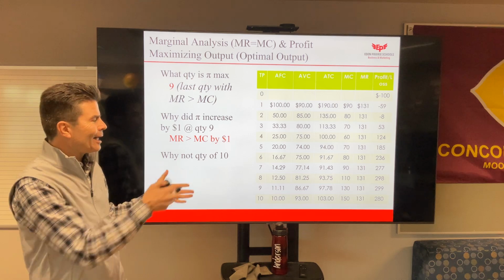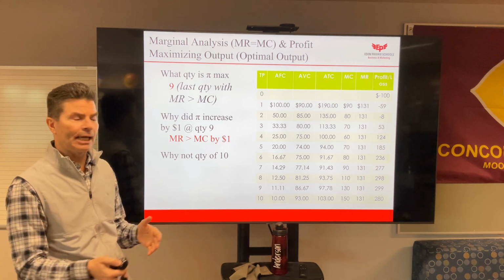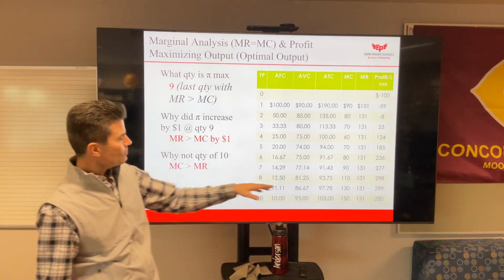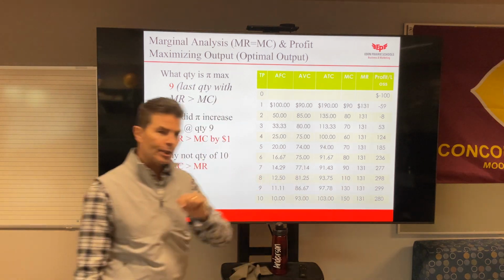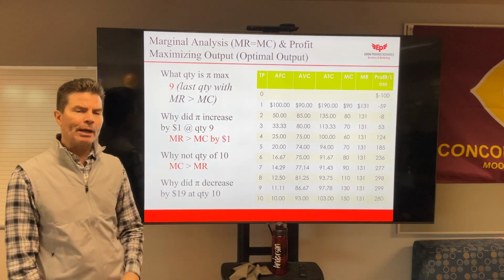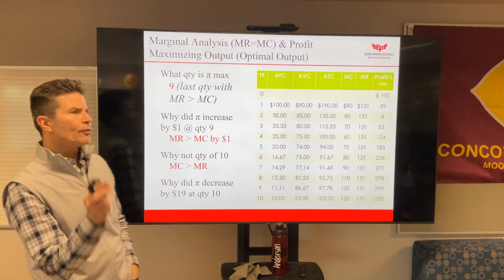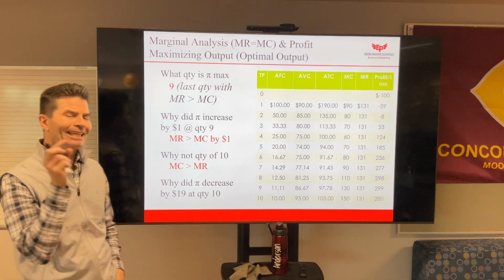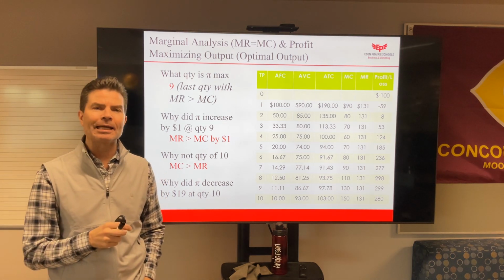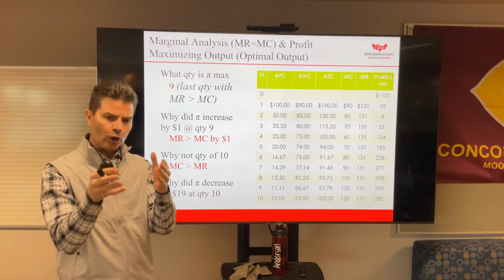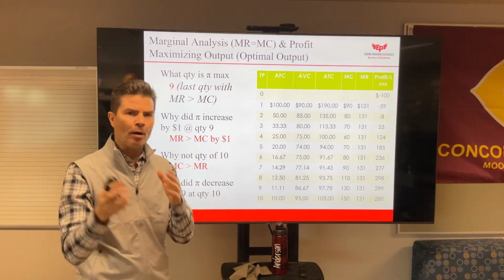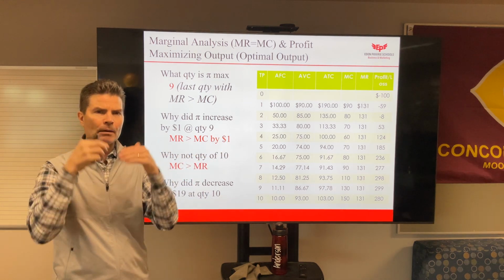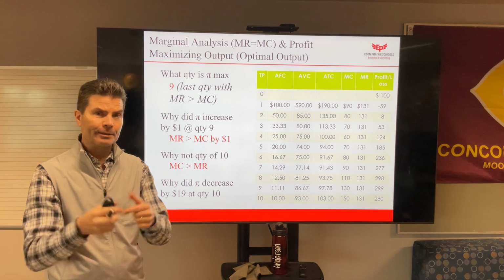So I kind of covered this. Why not a quantity of 10? It's not a quantity of 10 because your marginal cost is more than marginal revenue. So last question. Why did your profit decrease by $19 at a quantity of 10? I'll give you a moment to think about that. Look at the numbers, look at what's here, pause the video, and see if you can come up with the answer of why that happened.